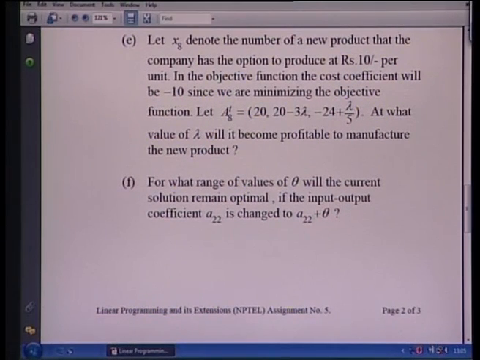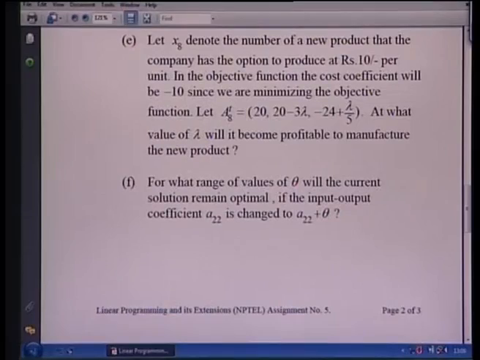So that means here we are considering changes in the technology coefficients, what you can call input output coefficients. At what value of lambda will it become profitable to manufacture the new product? Remember, when you add a new product, that means you are adding a new column, a new constraint to the dual problem. So again you can try to answer what the value of lambda would be, or it can be more than one value of lambda, for which the current solution will remain optimal.